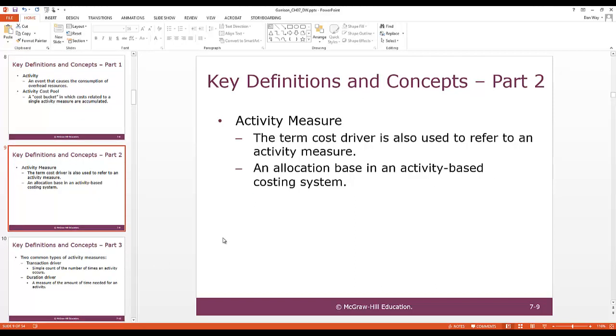An activity measure is really just another name for our allocation base. So if we think back to our job order and process costing systems, we had those total machine hours, total labor hours, and so on. An activity measure is a similar idea. Number of customer orders, could still be number of machine hours, number of design changes, and so on.